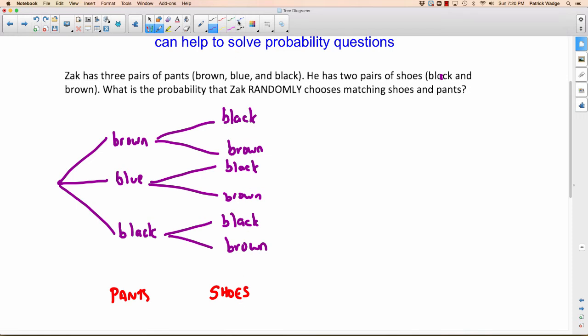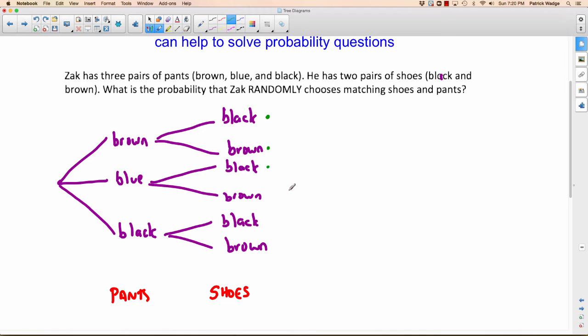Well, let's go through this. I know this is taking a little lot of time, but I want to make sure you understand this. If I look at this one here, put a dot beside this one, what does this mean? This means brown pants and black shoes. Okay, what if I put a dot here? What's this one mean? That means brown pants and brown shoes.